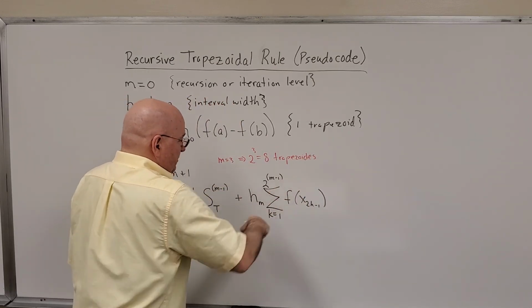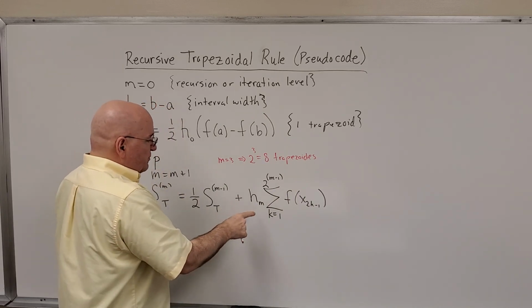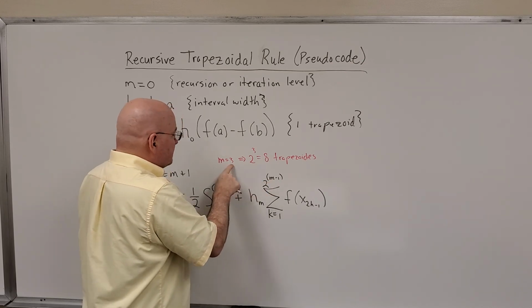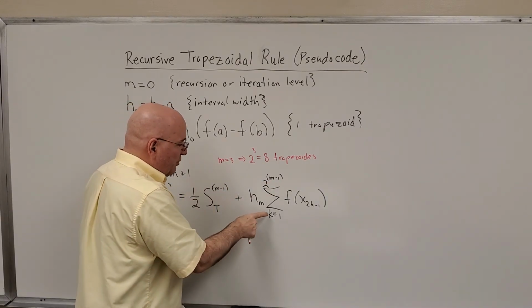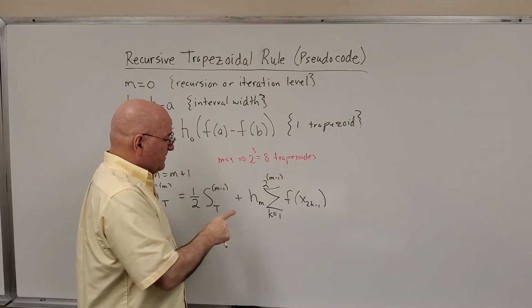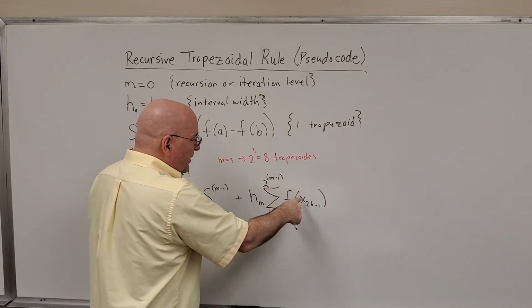So what is all this doing? Well, notice we're going from k to 2 to the m minus 1. 2 to the m minus 1 would just be 2 squared. So we're only going from k equal 1 to 4. K equal 1 to 4. And what are we adding up here?